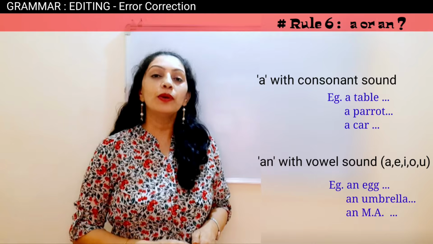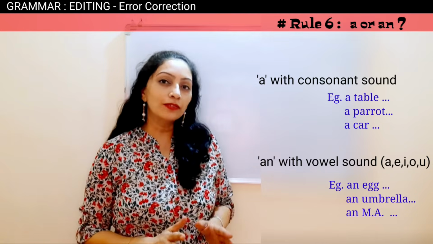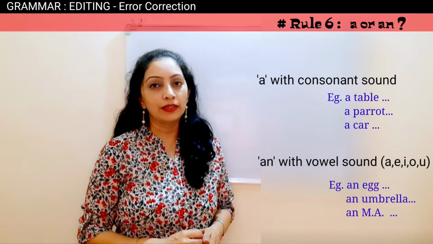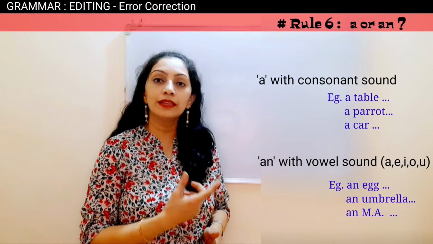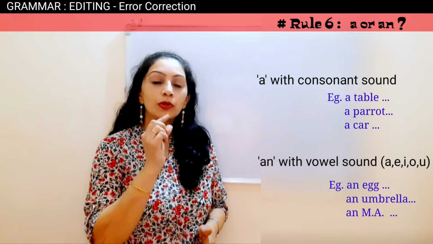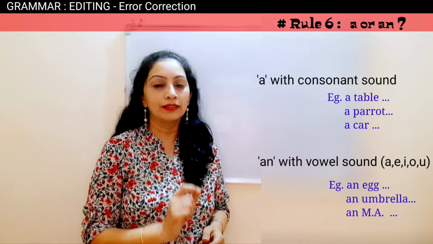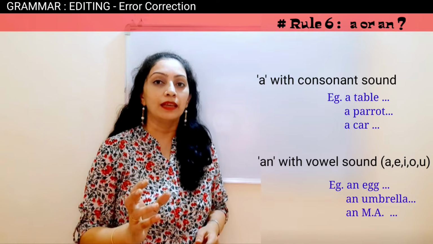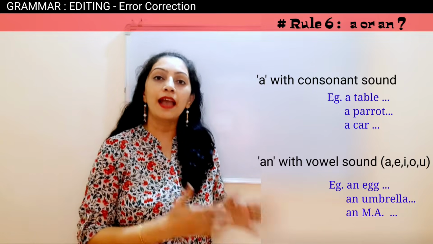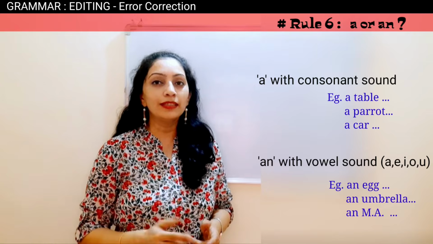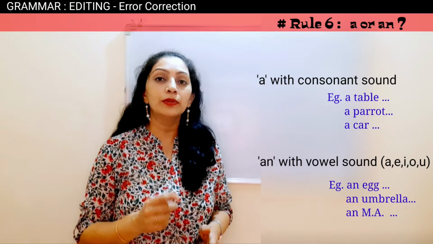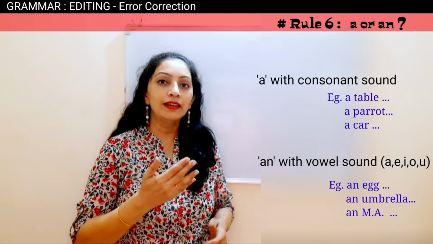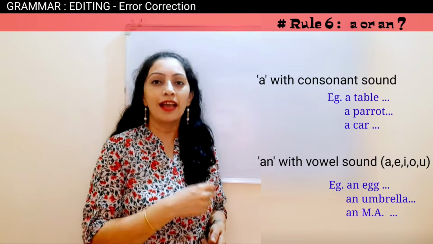Tip number 6. When you have a or an, there is one rule which we all know. We put a before a word that starts with a consonant sound, and we put an before a word that starts with a vowel sound. So go by the sound of that initial letter, not by the letter itself. For example, MA. MA will take an, not a. You may feel that M is a consonant, but we are not going to take the alphabet. We'll consider the sound that it makes, M. So A is a vowel sound and therefore it will have an before it.